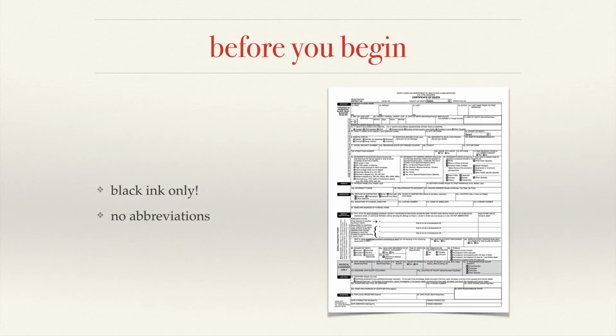Before you get started writing on a death certificate, you need to know that you can only do it in black ink, and you may never use abbreviations. Everything has to be spelled out specifically. For example, writing AMI for acute myocardial infarction is not acceptable. You would have to actually write out acute myocardial infarction.